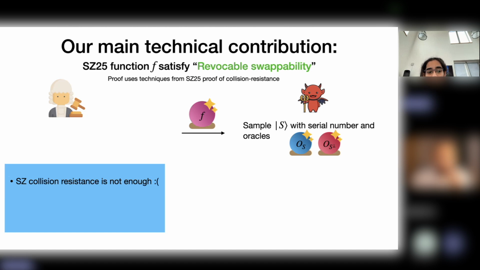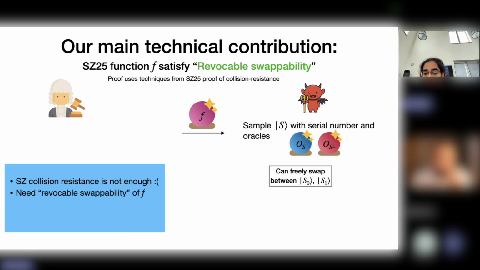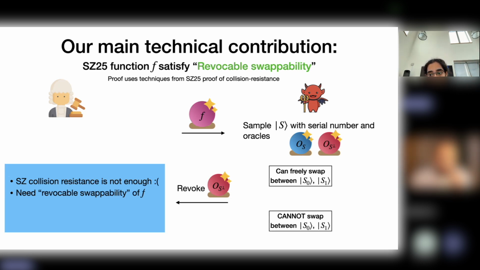So what our main technical contribution is, is to show that these one-shot signatures actually also satisfy this revocable swappability property. That is, given this oracle F, I can sample my own unknown subspace and these oracles OS and OS perp. And at this point, I can freely swap between S0 and S1. But then when you revoke OS perp, that's simulated by another signature token, I can no longer swap between S0 and S1. And this gives you commitments with classical keys. So our main technical work goes into proving this, and yeah, this proof gets a little tricky.